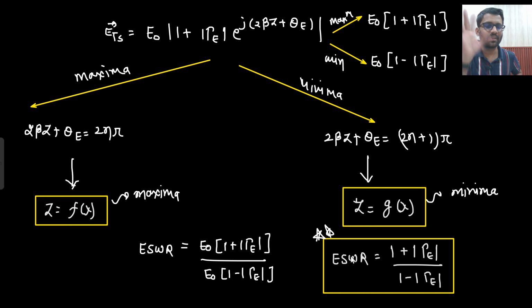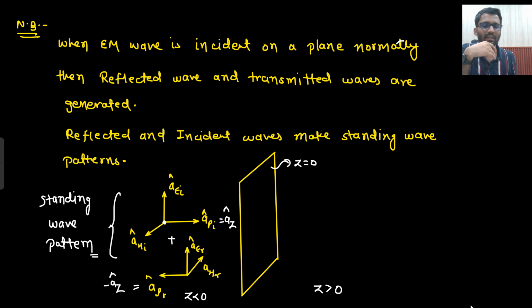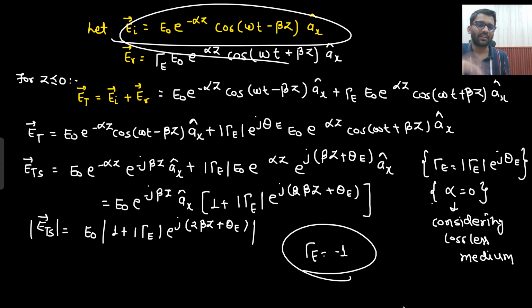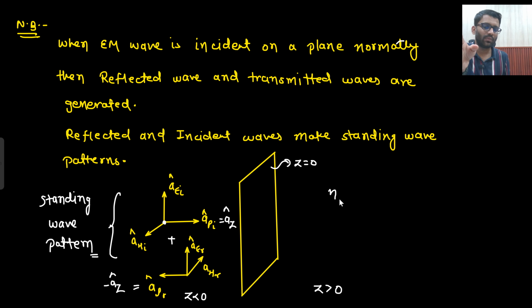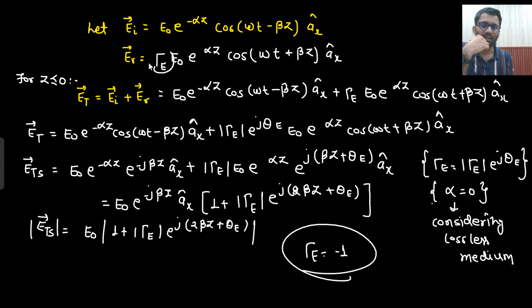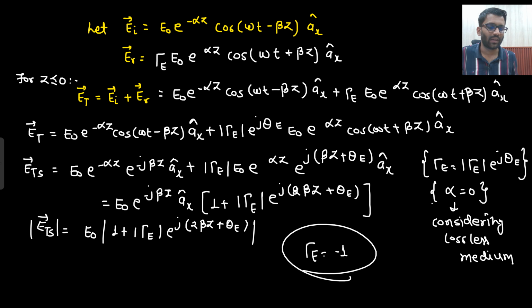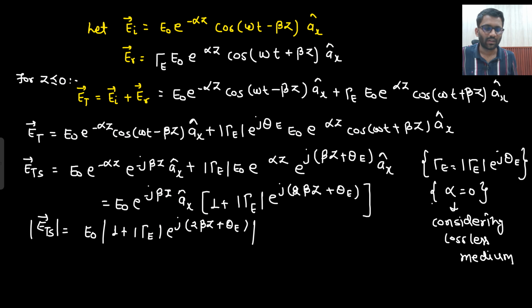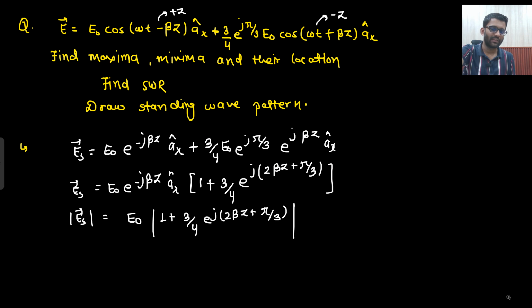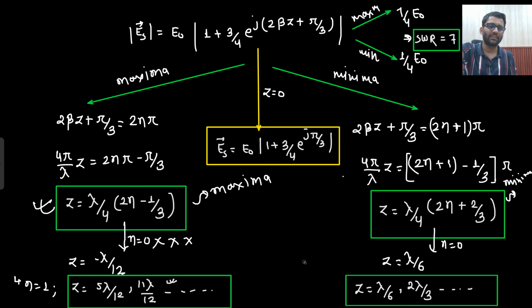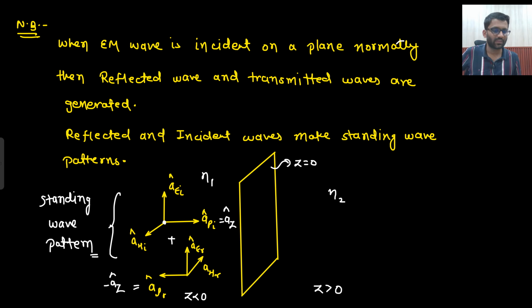So in that manner we will do the analysis. How will we do the analysis? First target: they will give us this equation. They will tell us eta 2 and eta 1, and what I will calculate is gamma e. If I calculate gamma e, then I can get this expression. And once I get this expression, I just need to convert it into phasor and then do this analysis. There you go. Let's solve some questions based on this.